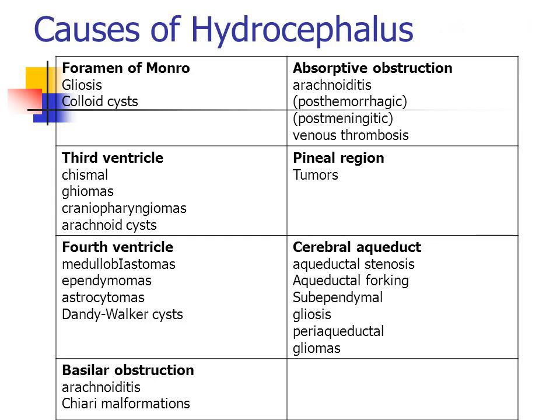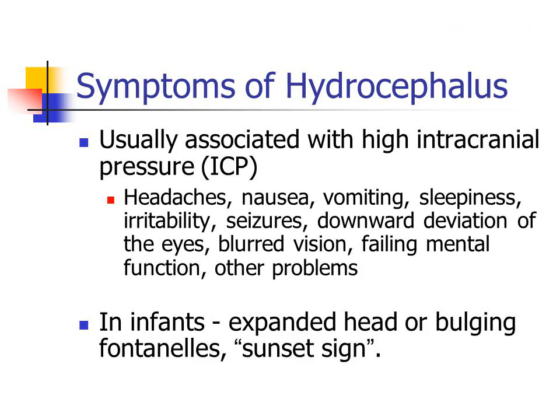Pineal region: tumors. Fourth ventricle: medulloblastomas, ependymomas, astrocytomas, Dandy-Walker cysts. Cerebral aqueduct: aqueductal stenosis, aqueductal forking. Subependymal: gliosis, periaqueductal gliomas. Basilar obstruction. Arachnoiditis. Chiari malformations. Symptoms of hydrocephalus.